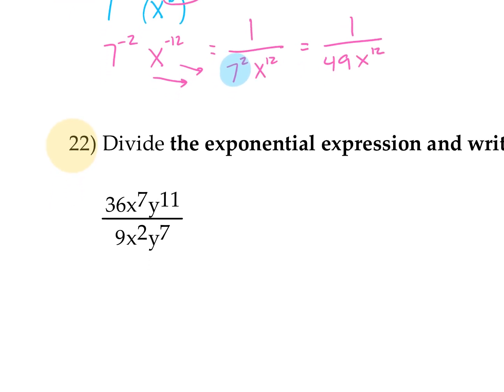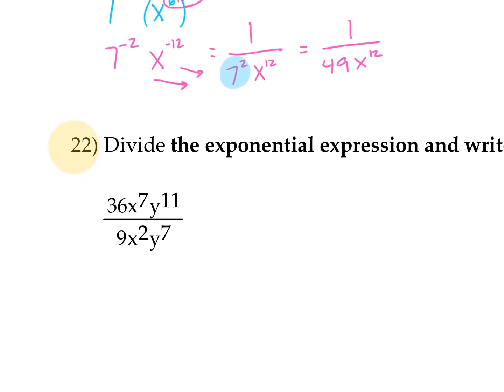Let's look at 22. What should I do first for 22? Let's simplify the numbers. What's 36 divided by 9? 4. Where's the 4 going to go? On the top.